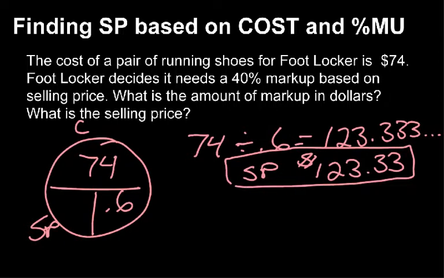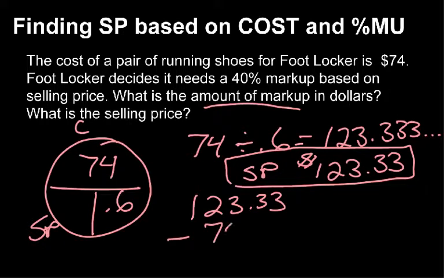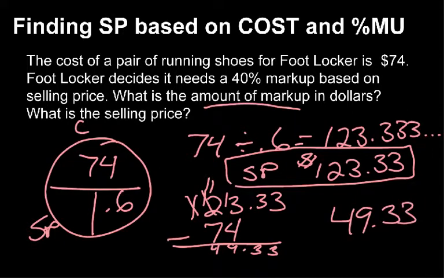But it also asks us for what is the amount of markup. So we have to do a little subtraction here. 123.33 minus 74, and we get 33 cents. We'll have to borrow here, so this becomes 12, 11, 13 minus 4 is 9, 11 minus 7 is 4, so we have $49.33 as our markup.